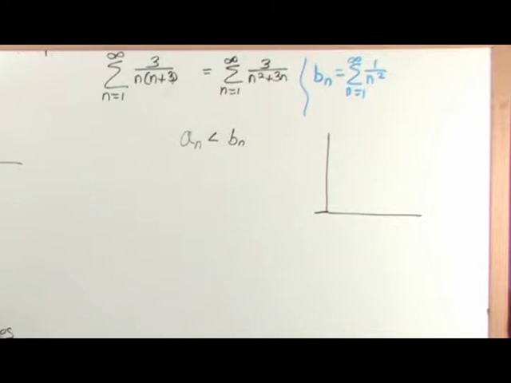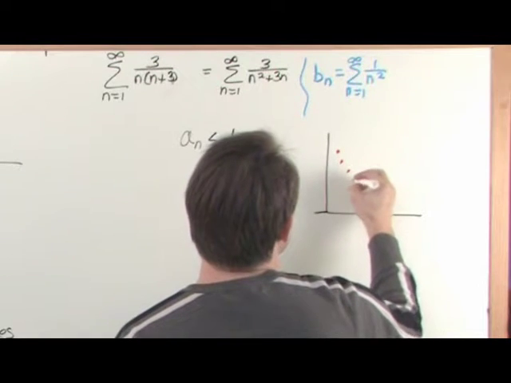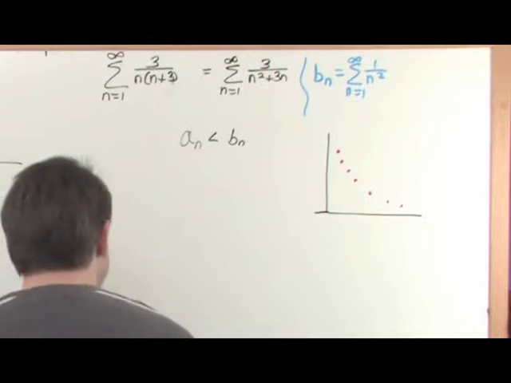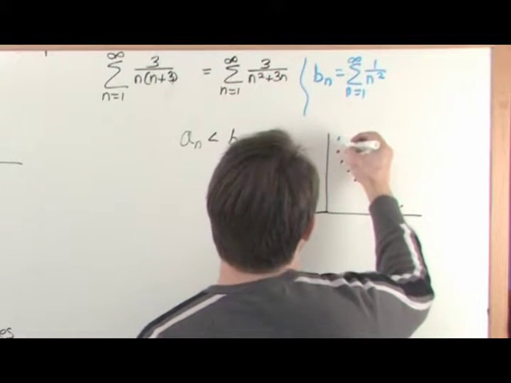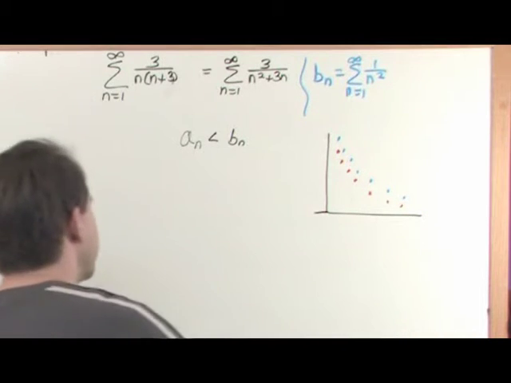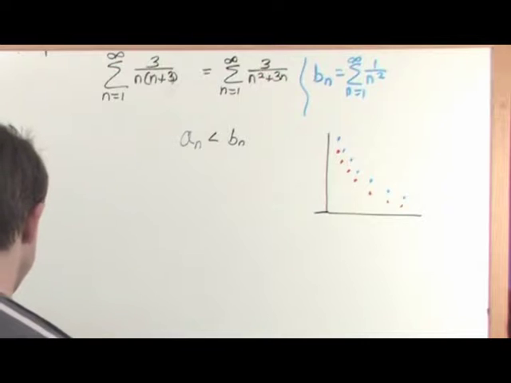So using our colors like we've been doing, the original a sub n would be these terms. And then we have shown that this b sub n that we pulled out of thin air is going to have larger terms, so it's going to sit on top. So we need to find out if it converges or not. If it converges, it'll squeeze the other guy down.